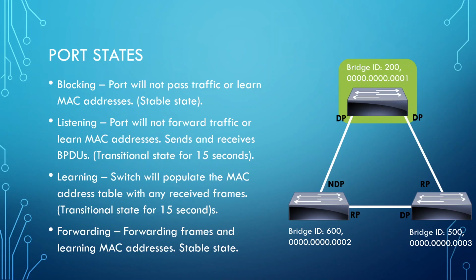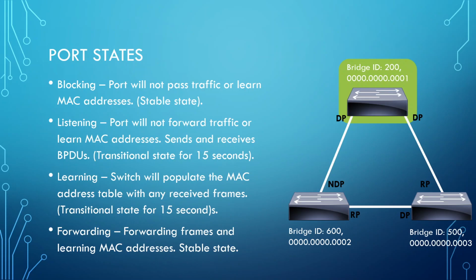Now we're going on to port states. The difference between port roles and port states is the port role is the function or the role that port is playing in the STP topology. It could be a designated port, it could be a root port. The port state, however, is what state the port is currently in, what the port is currently doing. So if the port is in a state of blocking, it means that it will not pass traffic or learn MAC addresses.